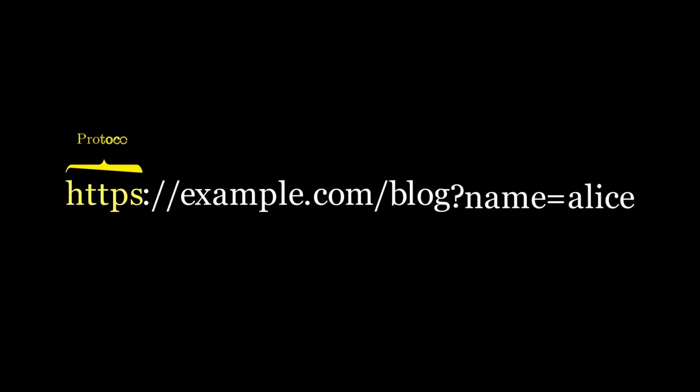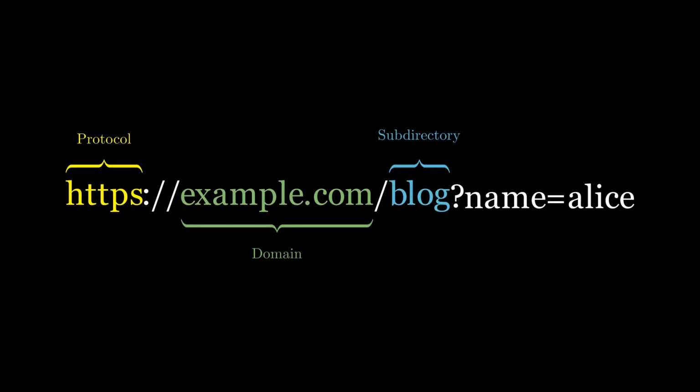You have the protocol used, usually HTTP or HTTPS. You have the domain name or the location of the server you're trying to access. You have the subdirectory or the specific location on the server that you're trying to access. And then occasionally you have something at the end called a query string.